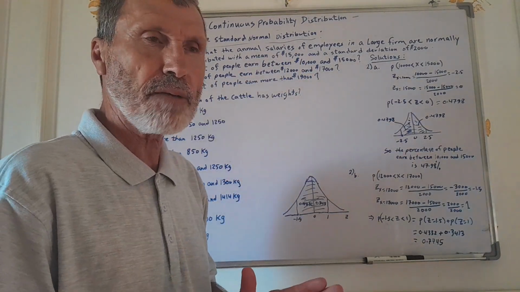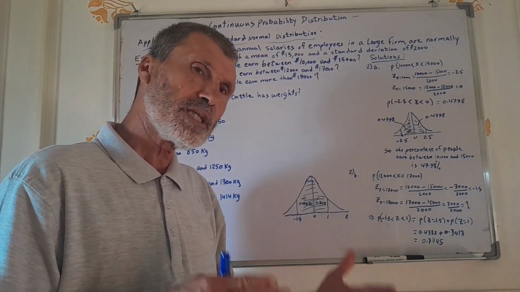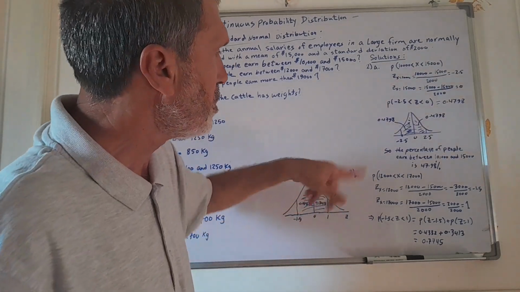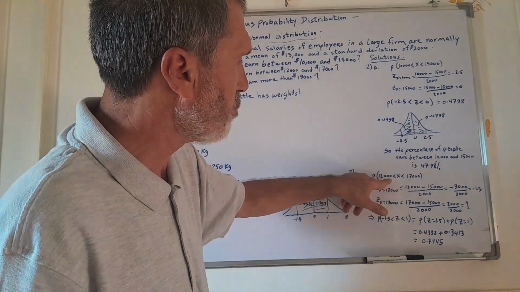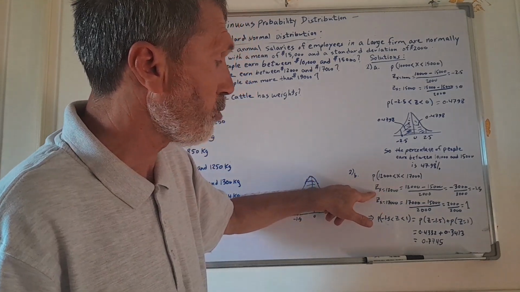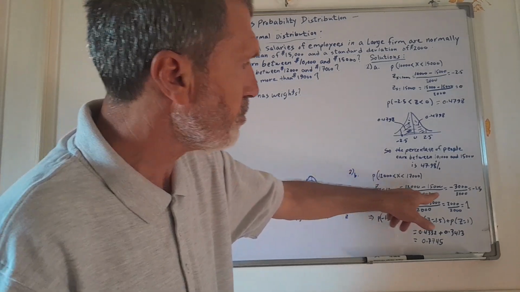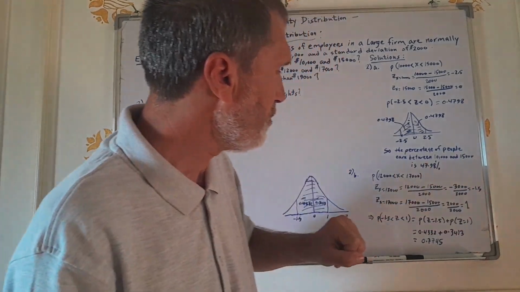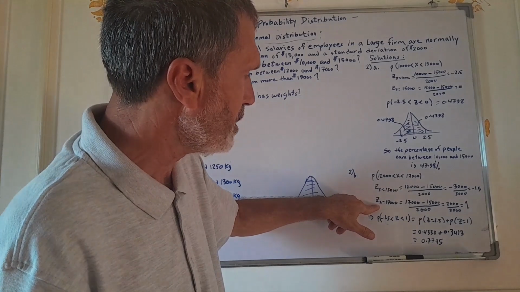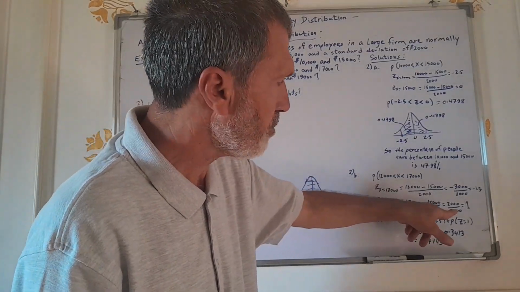The next step is to work with the standard normal, so we convert x into z. Let's do this: probability of x between 12,000 and 17,000. First, we calculate the z score when x equals 12,000. We come up with minus 1.5. And then we calculate the z score when x equals 17,000. We plug the numbers and we come up with 1.